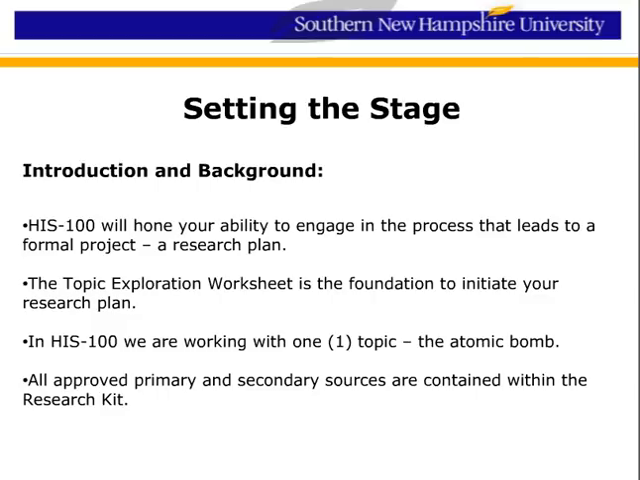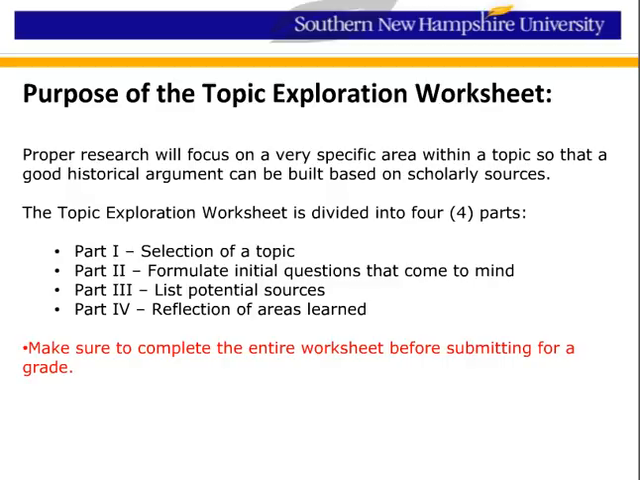In History 100, we are working with one topic, the atomic bomb, and all approved primary and secondary sources are contained within the research kit. Proper research will focus on a very specific area within a topic so that a good historical argument can be built on scholarly sources. The Topic Exploration Worksheet is divided into 4 parts.